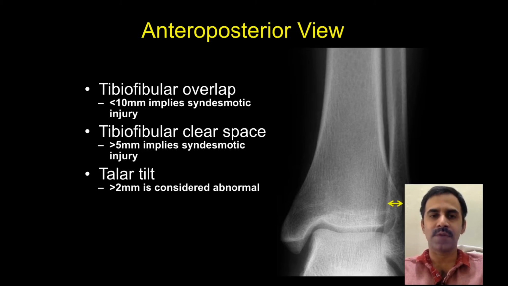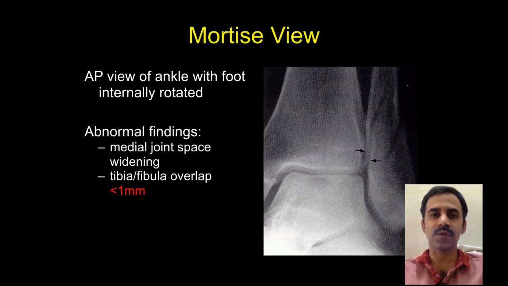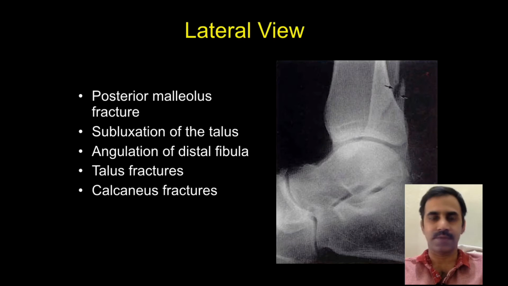Then we have to look for the tibiofibular clear space. If it is more than 15 millimeters, that implies syndesmotic injury. Then we have to look for the talar tilt. If it is more than 2 millimeters, it is considered abnormal. The mortise view is the AP view of the ankle with the foot in internal rotation. Abnormal findings include medial joint space widening and tibiofibular overlap less than 1 millimeter.